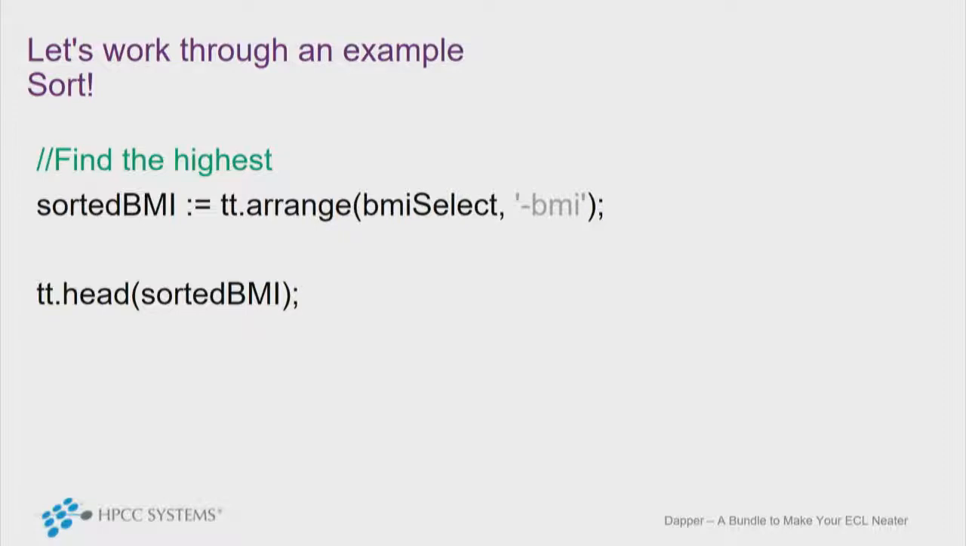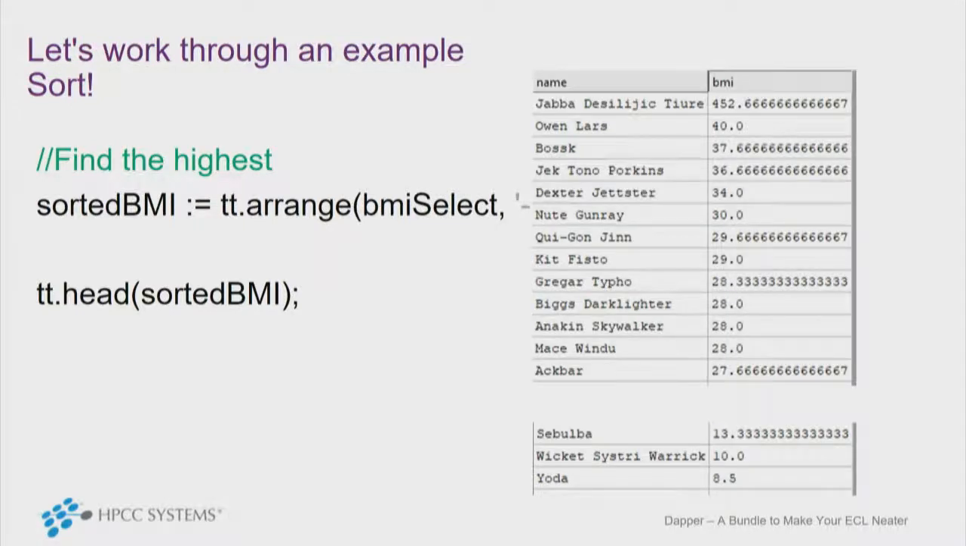As far as I'm aware, this is accurate. So again, you see this string operation at the end, so I could give it 4 or 5 columns if I wanted to, and it would sort by all of them in order. And there we go. Jabba the Hutt's BMI is 452.6 recurring, which is pretty good. We've got Sebulba's only 13.